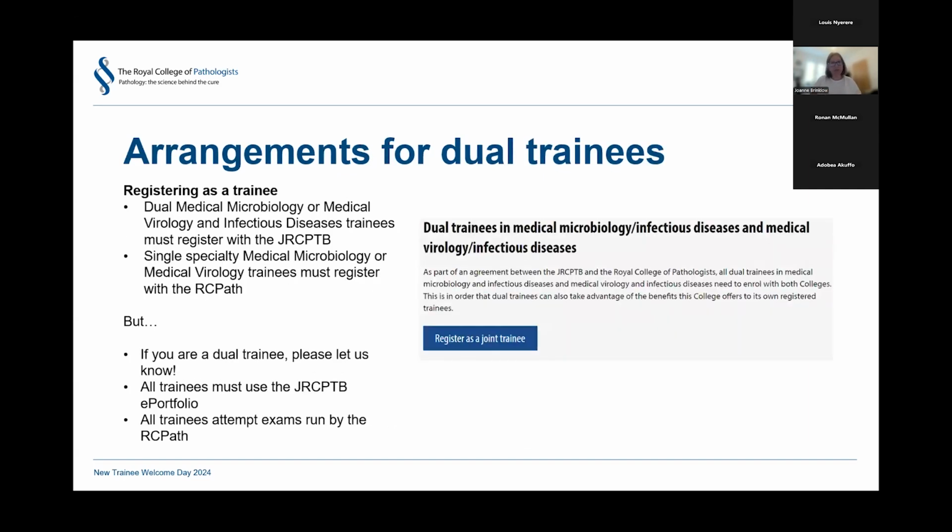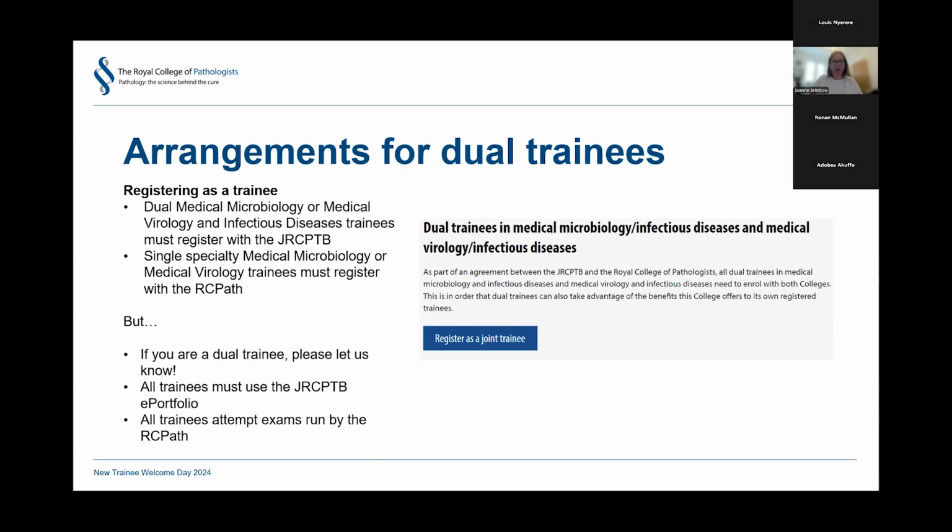Just to touch briefly, I've mentioned this in passing, but the arrangement for infection training is that most trainees are training in a dual specialty. So we do have some trainees that are single specialty microbiology or single specialty virology, but for the vast majority of trainees, they're training in some form of dual combination of the various infection specialties that we have. So I thought it might be helpful just to outline how you make sure that you're registered and we know about you, and that the JRCPTB knows about you, so that you have access to all of the information that you need and all of the tools that you need through training.